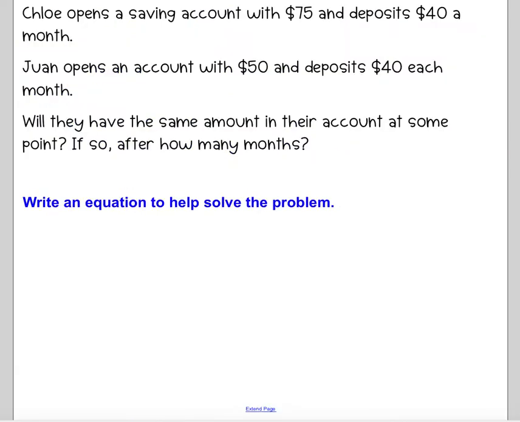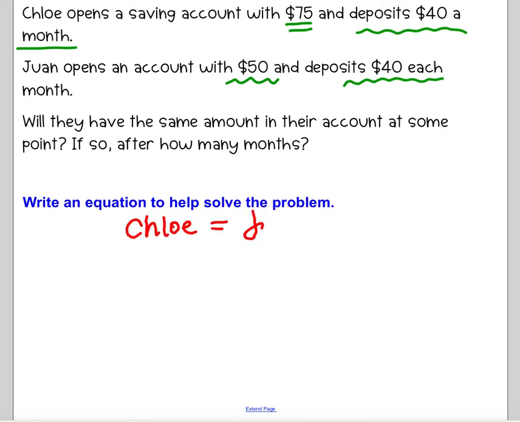Last one. Chloe opens a savings account with $75 and deposits $40 a month. Juan opens an account with $50 and also deposits $40 each month. Will they have the same amount in their account at some point? If so, after how many months? Write an equation to help solve the problem. Okay, so we want to know, when will Chloe equal Juan?